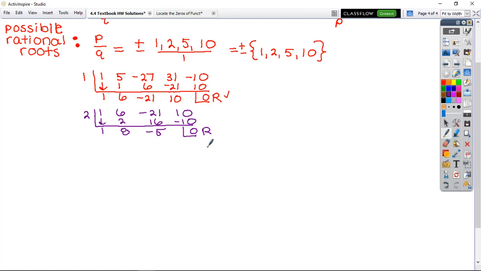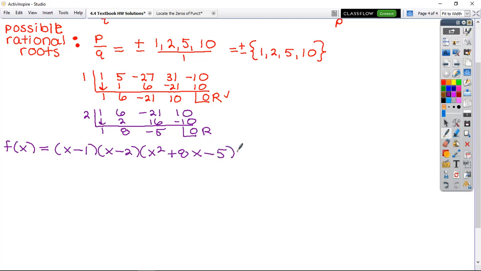So what remains here? So my polynomial, was it f of x or p of x? I can't remember in the top one. F of x, thank you. So f of x is equal to, right now we have the factors x minus 1, x minus 2, leaving us with a quadratic x squared plus 8x minus 5. So now you can work with this.